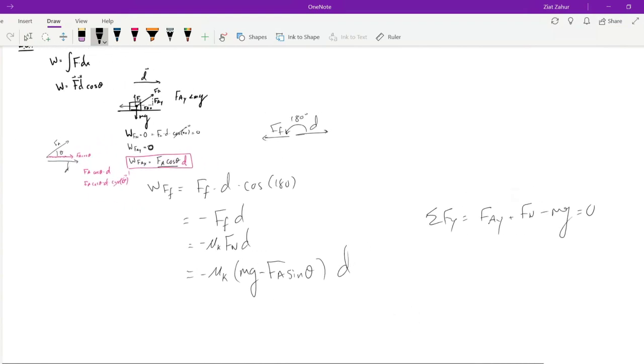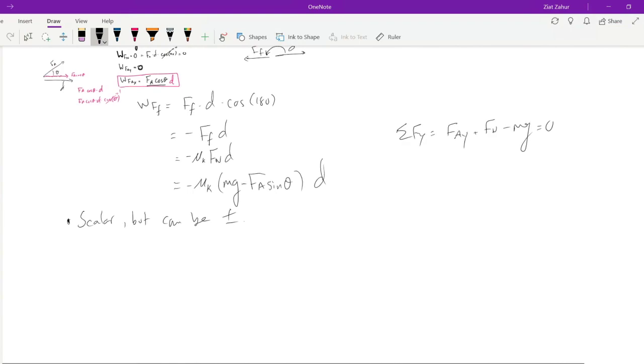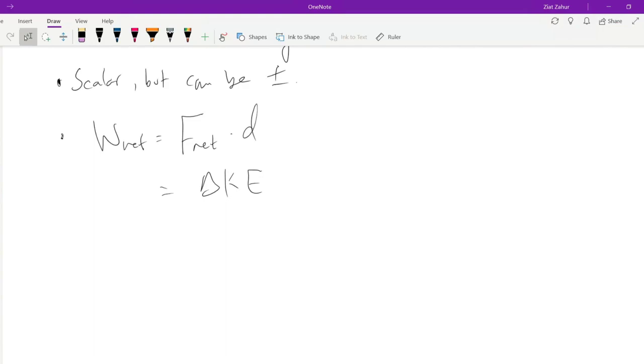So work is a scalar quantity, but it could be positive or negative. Scalar, what can be plus or minus. Okay. Recall the work energy theorem tells you that the net work, W net, is equal to, of course it could also be net force times d, but it's equal to delta KE, the change in kinetic energy. And here we go with all the energy formulas. You should know that the kinetic energy formula is 1/2 mv squared.